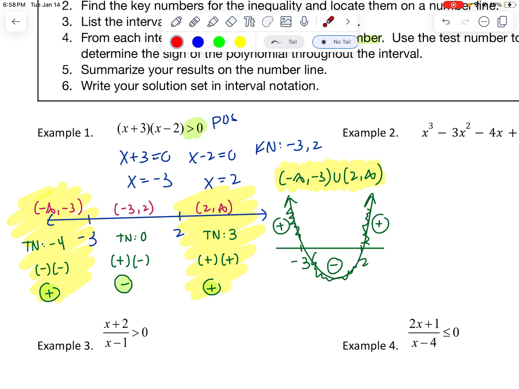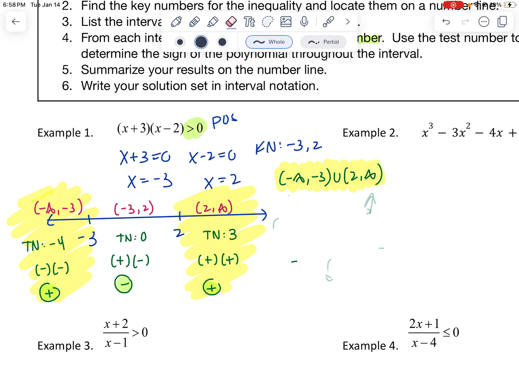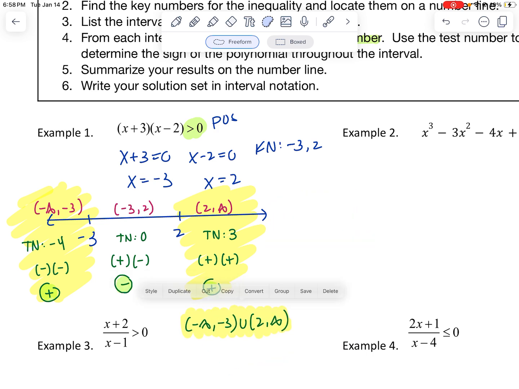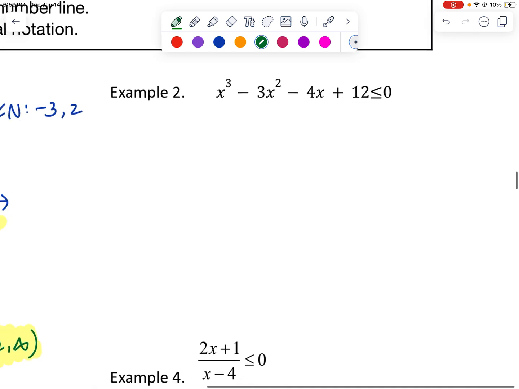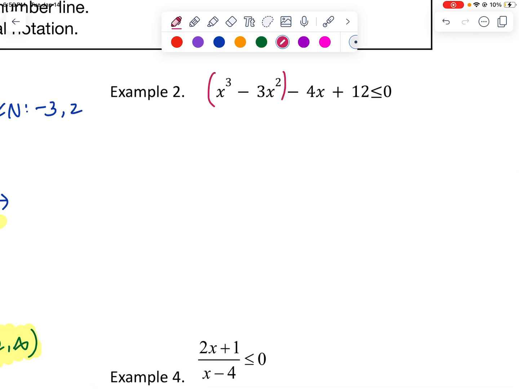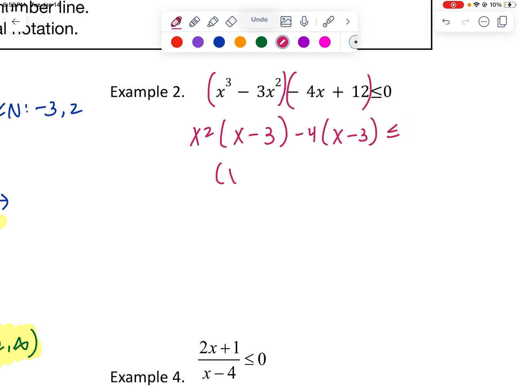All right, I'm going to go ahead and erase this, and let's do example 2. Same exact thing. This time around, we are going to have to factor, so I'm going to factor by grouping. I'm going to take out an x squared, so we're left with x minus 3. Take out a negative 4, x minus 3, all less than or equal to 0. So x squared minus 4 times x minus 3. And then we do have a difference of squares.